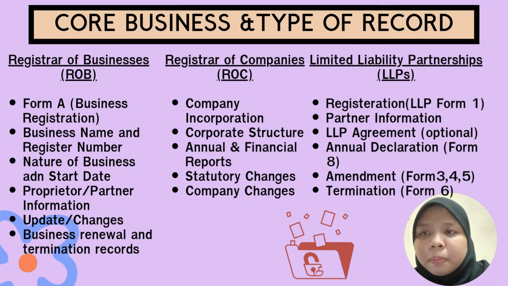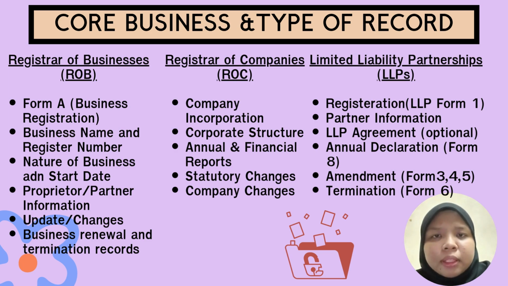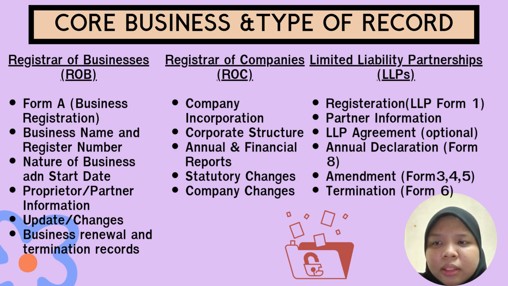Next we are going to talk about the core business and types of records. SSM is responsible for collecting and maintaining various business and corporate records under three key registries: Registry of Business (ROB), Registry of Company (ROC), and Limited Liability Partnership (LLP). The records collected under ROB are the business registration form, business name, registration number, nature of the business and the start date, proprietor and partner information, any amendments, and the last one is business renewal and termination records.